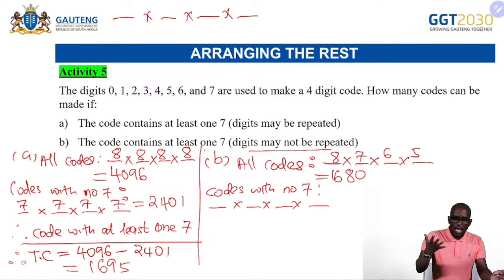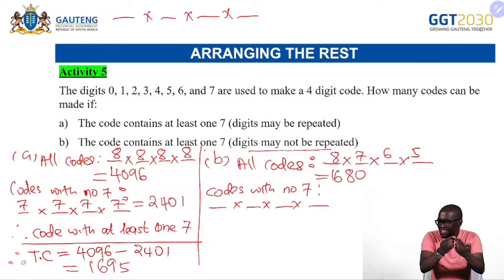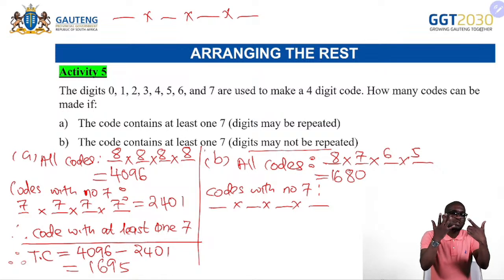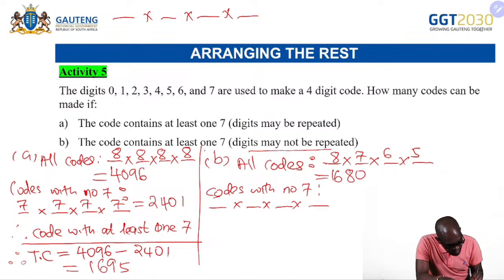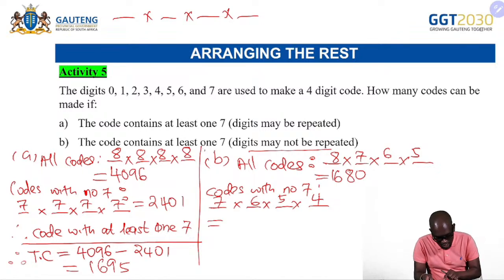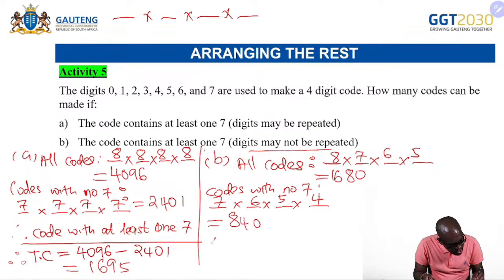Since we have 8 numbers at our disposal, if we're not going to use any 7, it means that we have 7 options or 7 numbers to use. So we can have 7 here, and because we are not repeating, we're going to have 6, 5, as well as 4. So this would simplify to 7 times 6 times 5 times 4. This simplifies to 840.